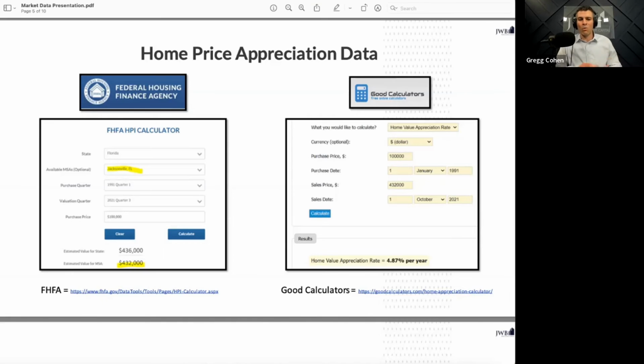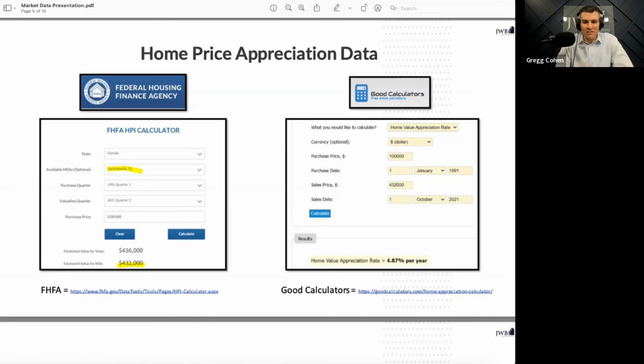It's going to kick out what your expected value for your market is in that quarter, which happens to be $432,000 for the quarter ending Q3 of 2021. So what that means is if you invested in a property that was $100,000 in 1991, according to the Federal Housing Finance Agency, that property would most likely be worth about $432,000 in Q3 of 2021. All right, so it's good to know, but that doesn't tell you your home price appreciation rate.